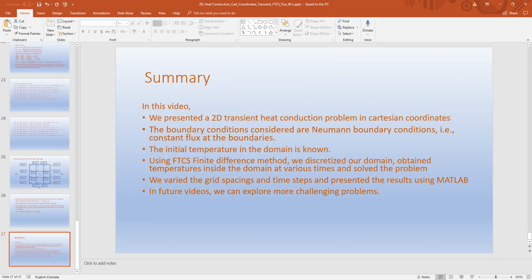To summarize, in this video we presented a 2D transient heat conduction problem in Cartesian coordinates. The boundary conditions considered are Neumann boundary conditions, that is, we considered constant flux at the boundaries. The initial temperature in the domain is known. Using the FTCS finite difference method, we discretized our domain. We obtained temperatures inside the domain at various times and solved the problem. We varied the grid spacings and time steps and resolved the problem and presented the results using MATLAB.